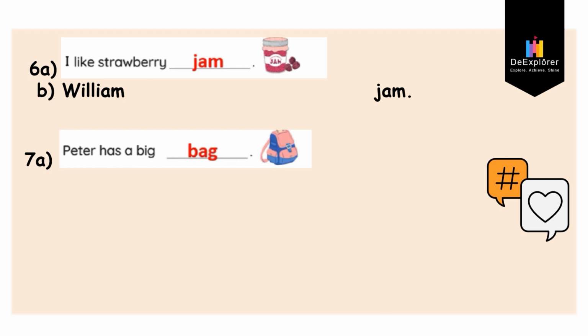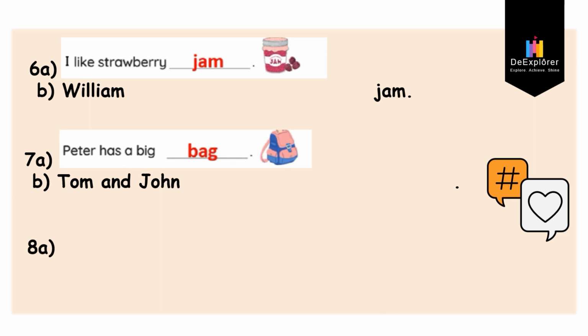7A, Peter has a big bag. Peter 有一个大书包. Your B sentence, I want you to use the subject Tom and John. So Tom and John, how many person? 1 person or 2 person? So Tom and John has a big bag or have a big bag? Tom 和 John 有一个大书包. So that is for your number 7B.